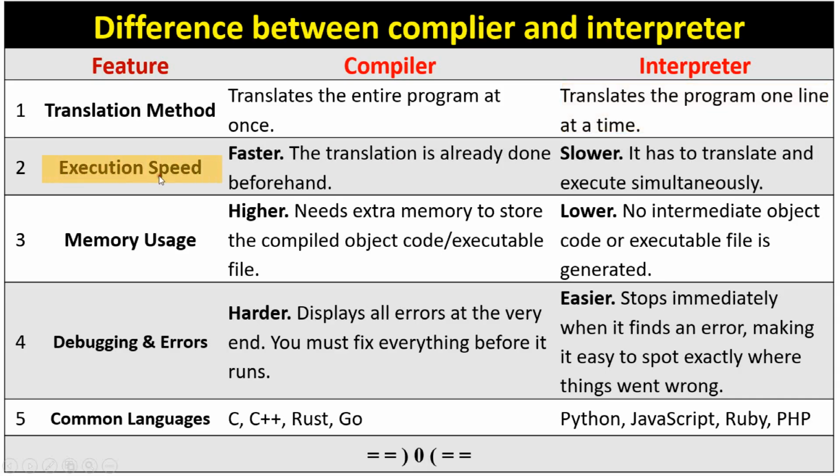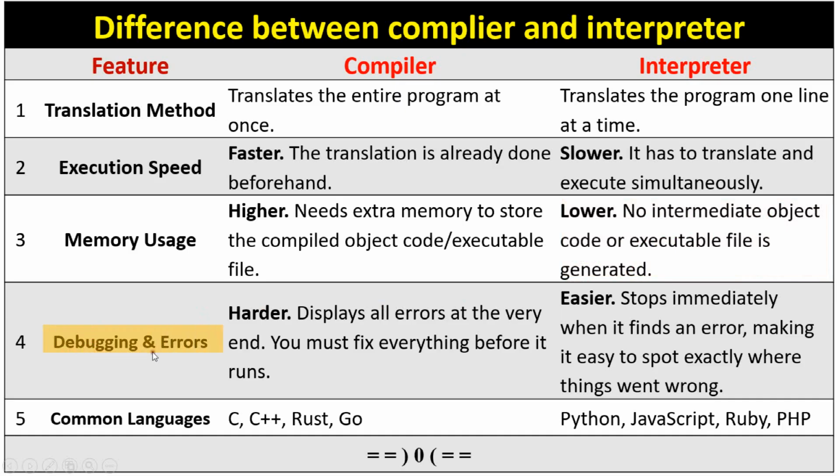2. Execution speed. Faster. The translation is already done beforehand. Slower. It has to translate and execute simultaneously. 3. Memory usage. Higher. Needs extra memory to store the compiled object code executable file. Lower. No intermediate object code or executable file is generated.